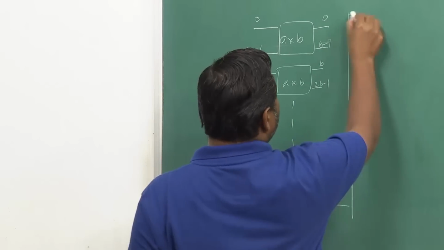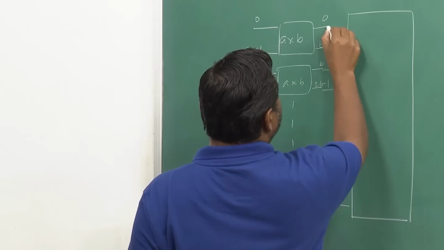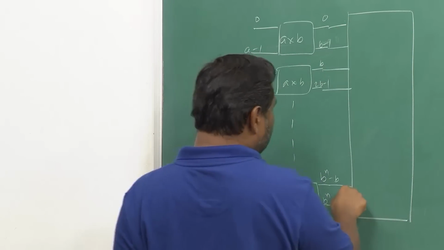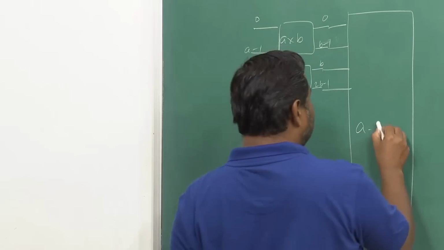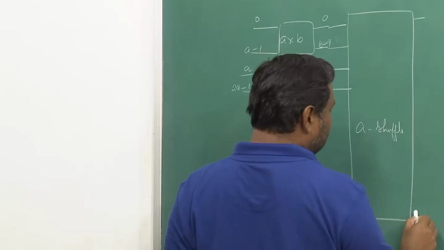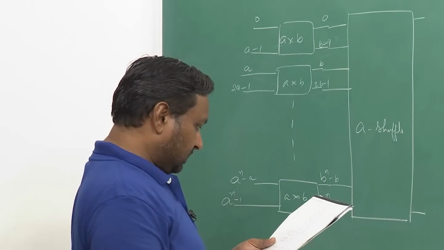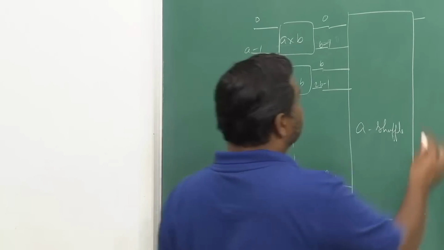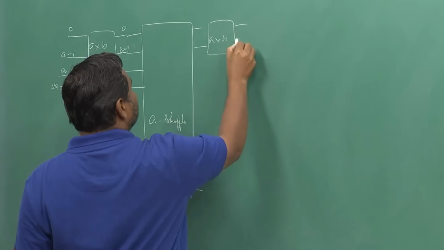And then I will be connecting a shuffle interconnection here. So, these will be numbered from 0 to b raised power n minus 1. I will be doing a shuffling here, and I will get the outputs, okay. And then these again will be connected to a by b and so on.